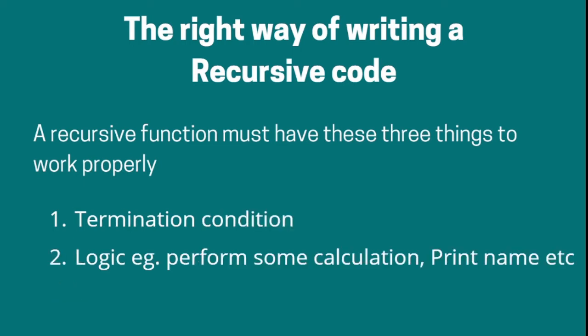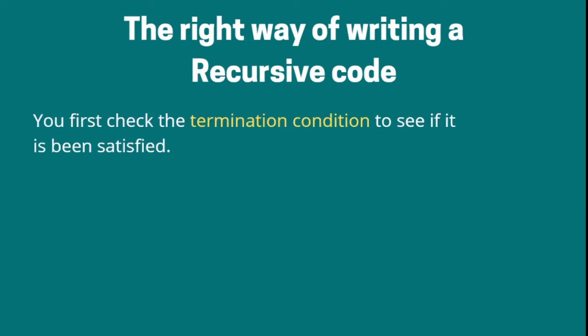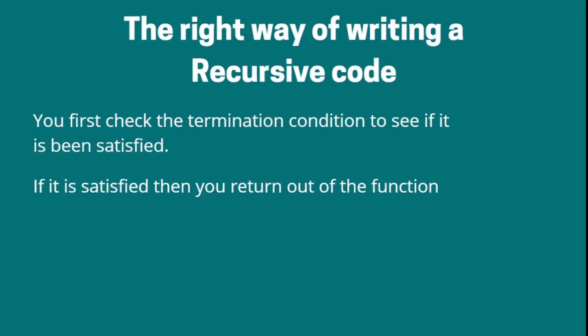It could be performing some calculation. In the case of the other examples we just touched on, it was printing out something, printing a name, it could be anything. You first check the termination condition. I know we haven't talked about the third one yet, but I'm stressing this because it is very important, something you have to understand. If it is satisfied, then you return out of the function. So that is what stops the infinite loop.